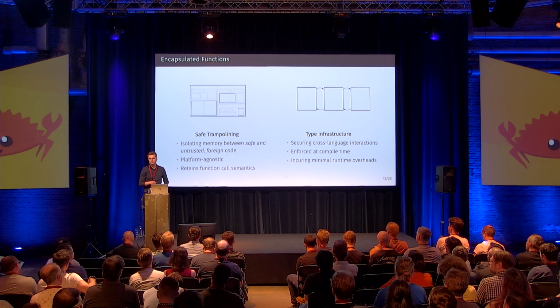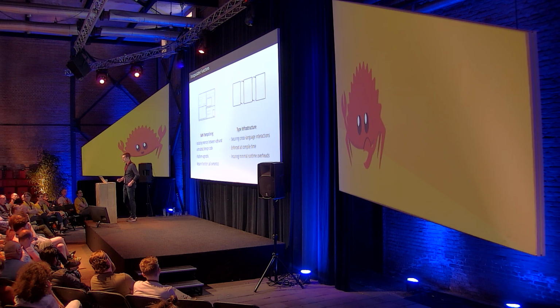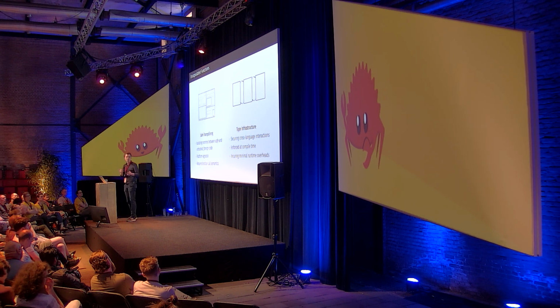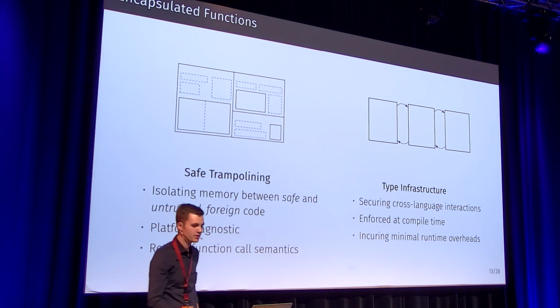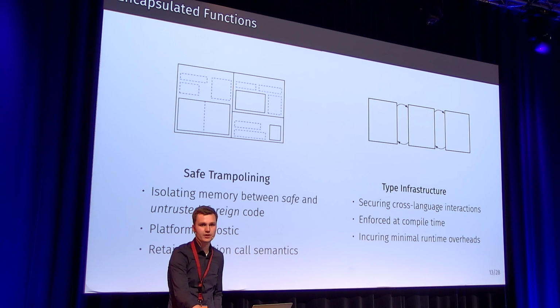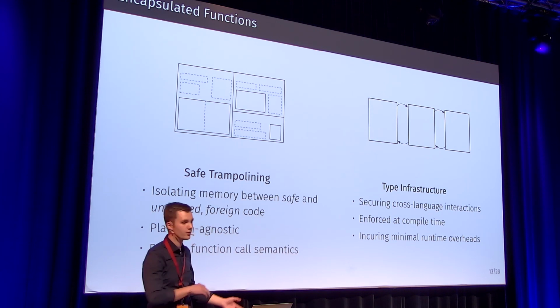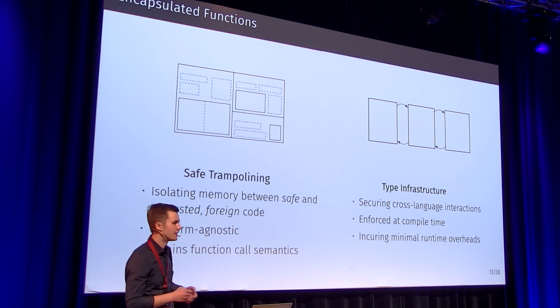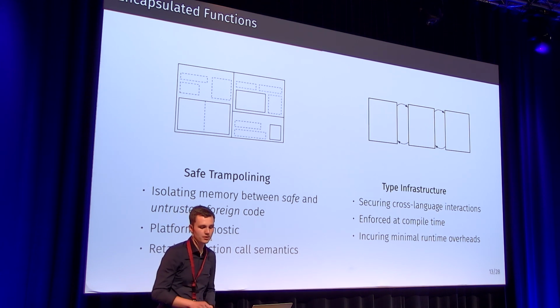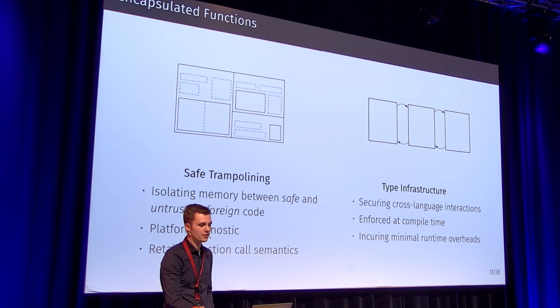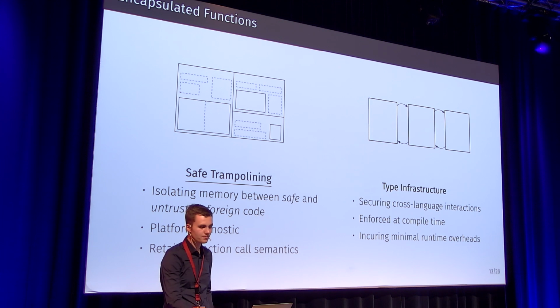And then we combine this with a type infrastructure that is responsible for securing these cross-language interactions in these more tricky cases where we have mismatches in the definitions of types across languages. And this is enforced entirely at compile time, so you should be unable to write any code that violates these constraints. And when it does incur runtime overheads, those should be minimal. We'll be focusing on the safe trampolining aspect first.